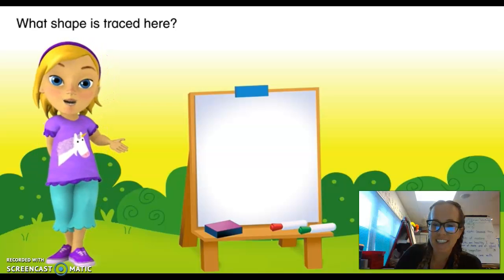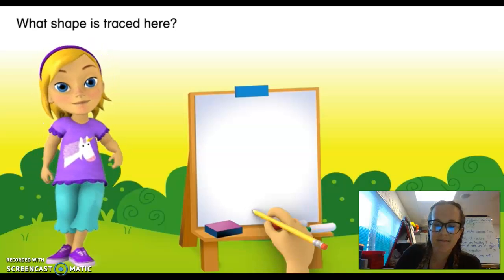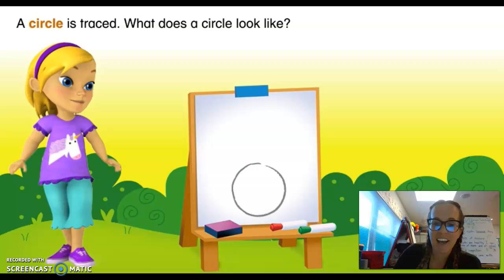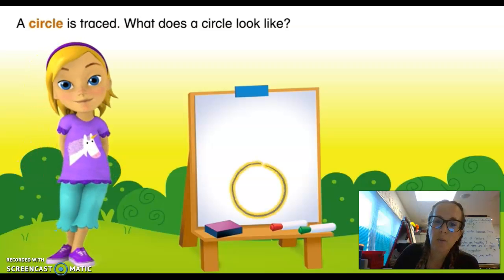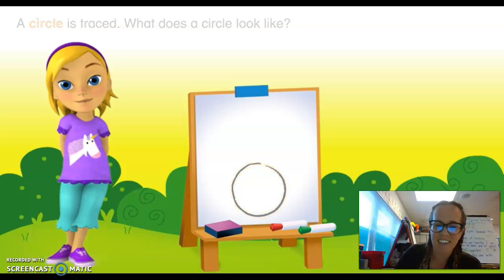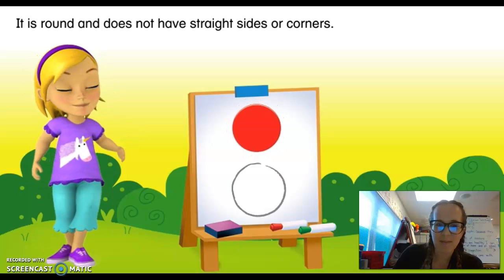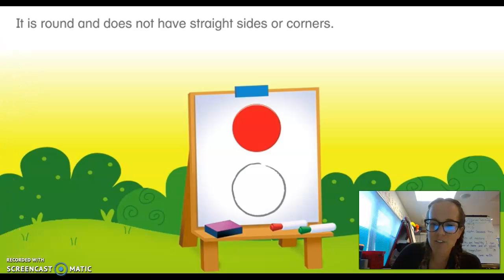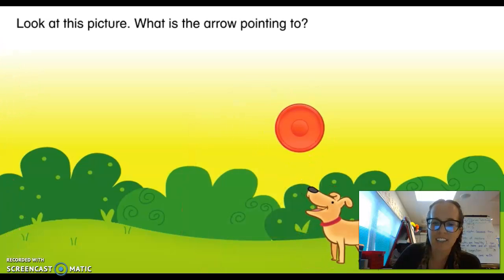What shape is traced here? A circle is traced. What does a circle look like? So thinking right now, what does a circle look like? How many sides does it have? Are the lines straight or curved? Does it have any sides? A circle is round. It does not have straight sides or corners.